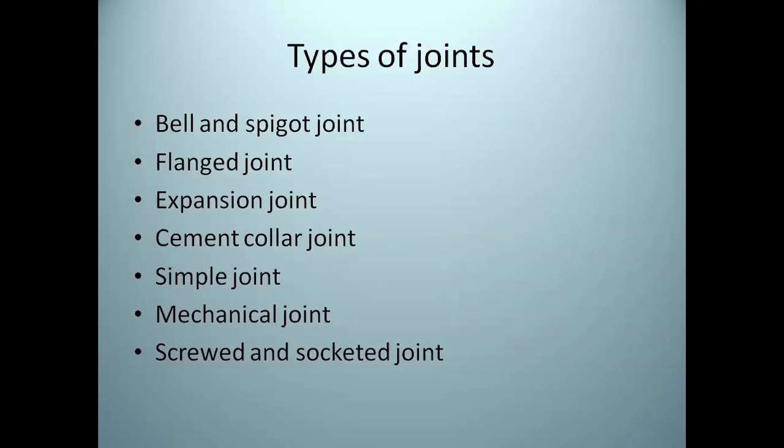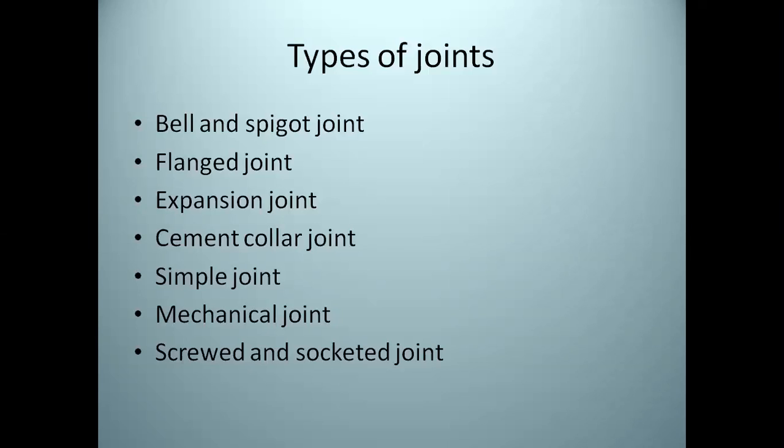There are various types of joints which can be used for the connection of pipes. There are many types of joints such as the bell and spigot joint, flanged joint, expansion joint, cement collar joint, simple joint, mechanical joint, and screwed and socket joint. There are seven types of joints which can be used to join two pipes to each other.